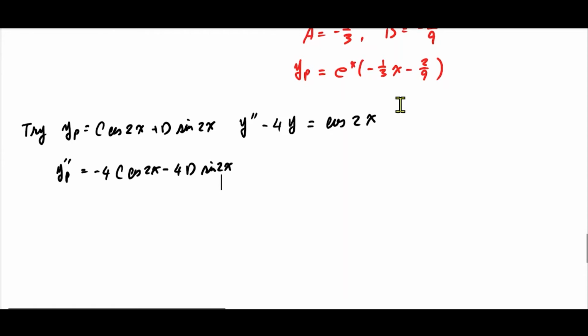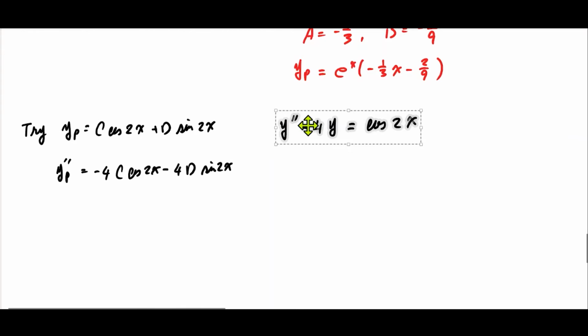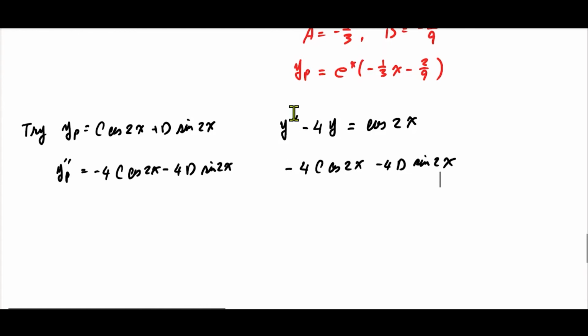Is that too much derivative, or are you with me? And then plug it in here. So what we have is negative 4 c cosine 2x minus 4d sine 2x. This comes from the y double prime part, and this one I just multiply by negative 4 again.